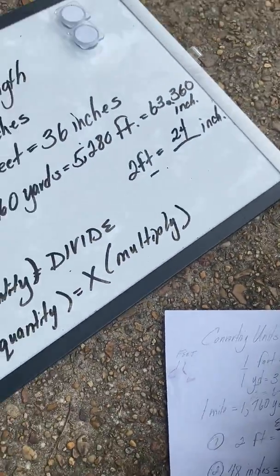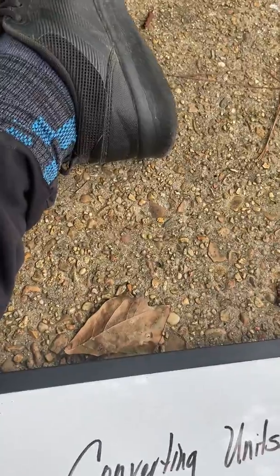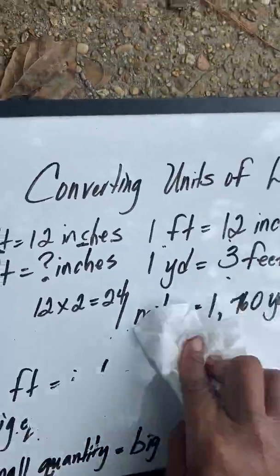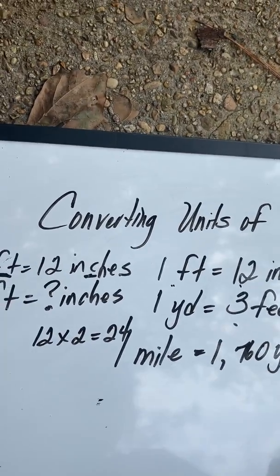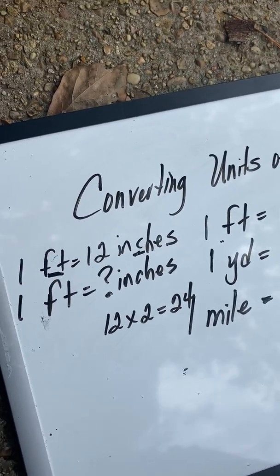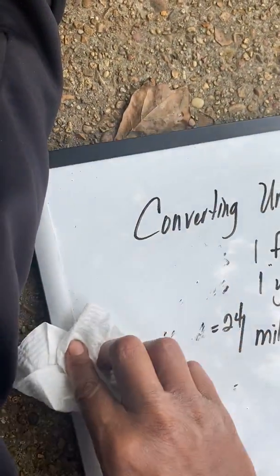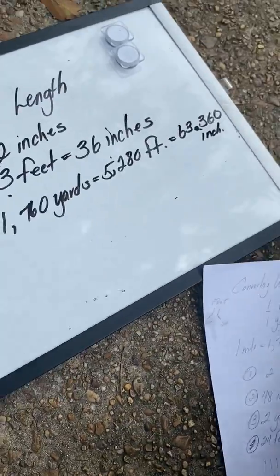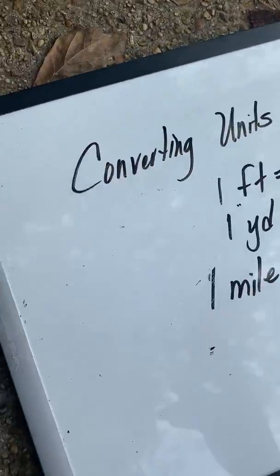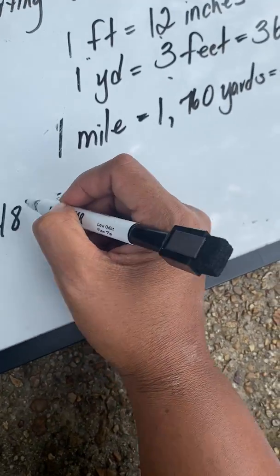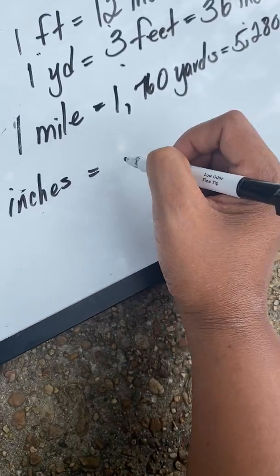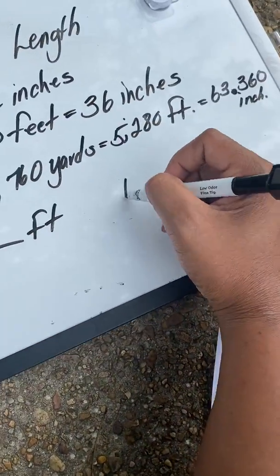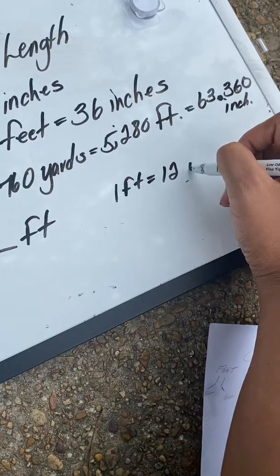All right, let's do another one. I don't need to erase all of it. So another one. 48 inches is how many feet? 48 inches is how many feet? So we're going from inches to feet. 1 foot is 12 inches.